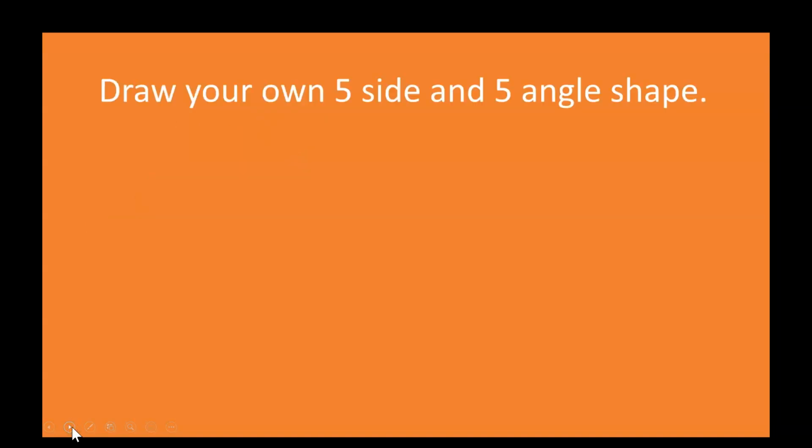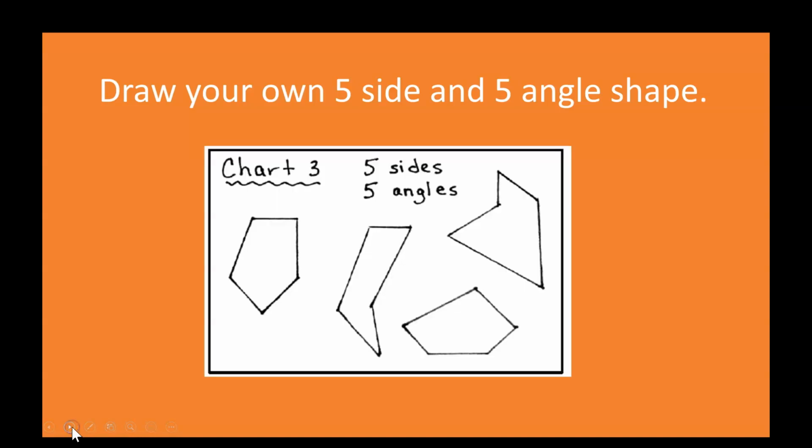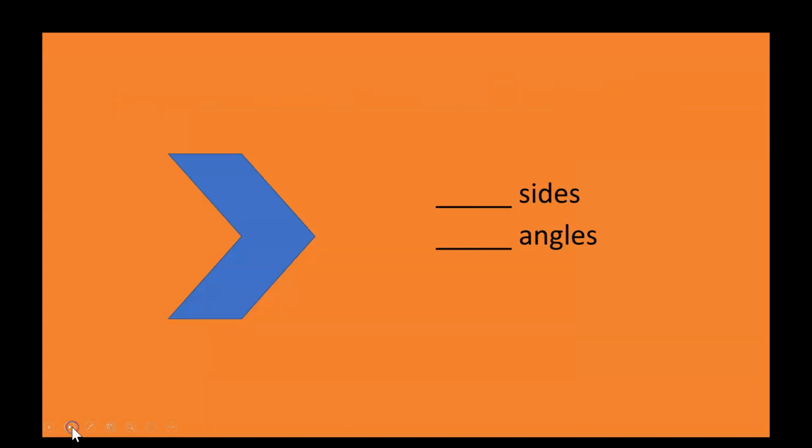Go ahead and draw your own 5-sided and 5-angled shape. Push pause and then push play when you're done drawing. Here are some examples of what your 5-sided, 5-angled shape could have looked like. We've got another shape here. Go ahead and count how many sides and angles there are on your own, and then we'll compare answers.